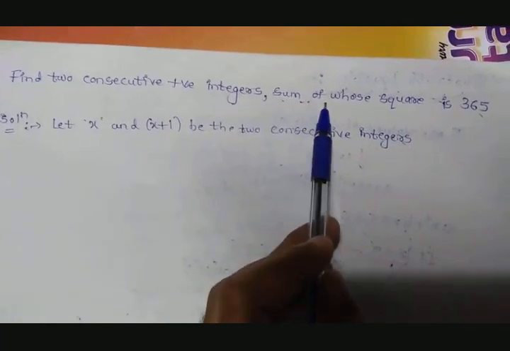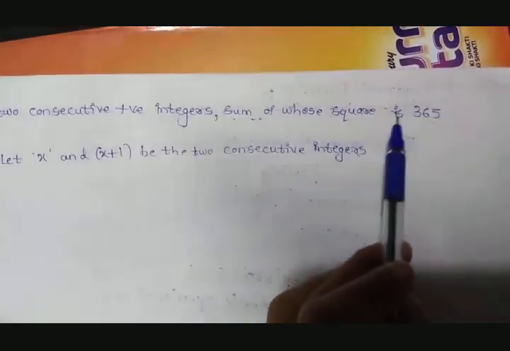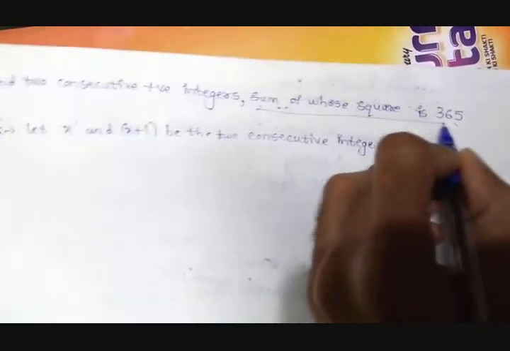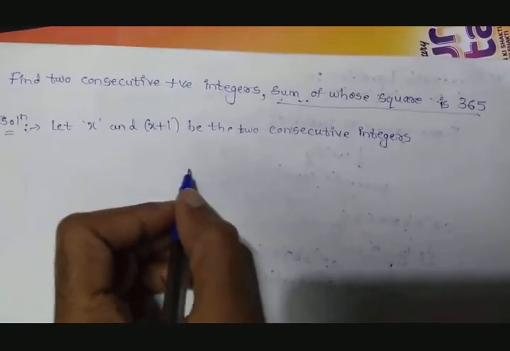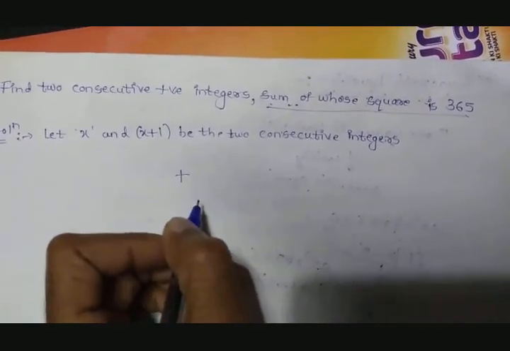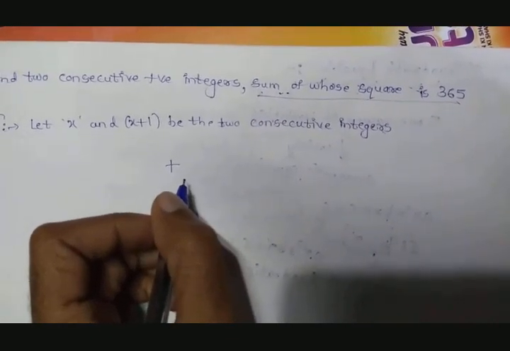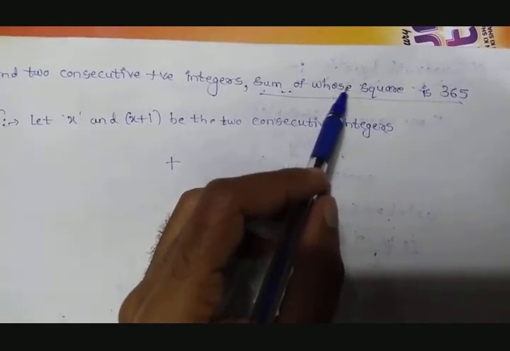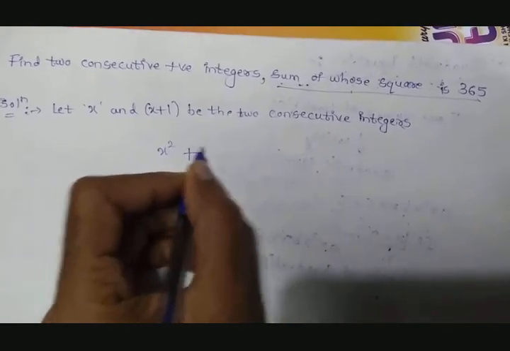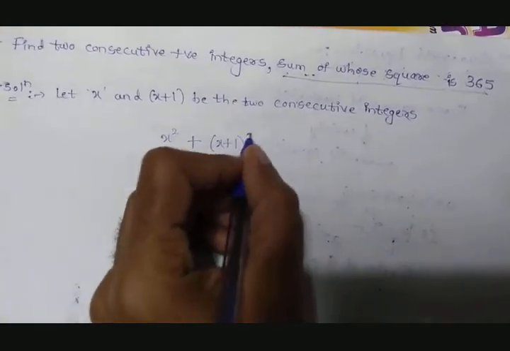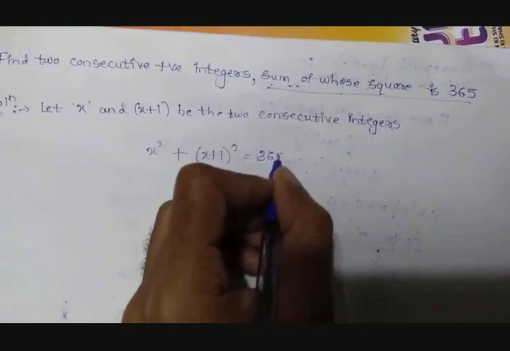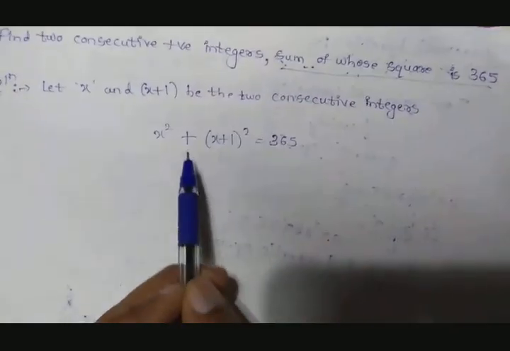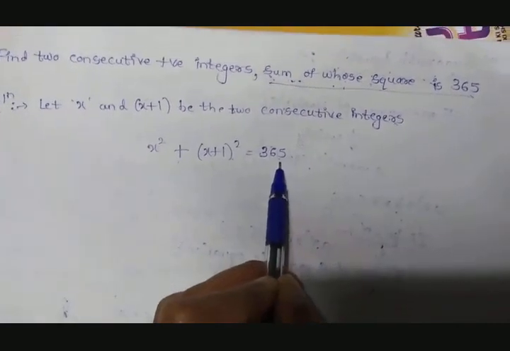Now the second condition they have given is sum of whose squares is 365. So I have to write it according to the definition they have given. Sum means plus, that is addition. Sum of whose squares means the two consecutive terms' squares. So x square plus x plus 1 whole square equals 365. I hope this step is clear. That is, sum of whose squares is 365.